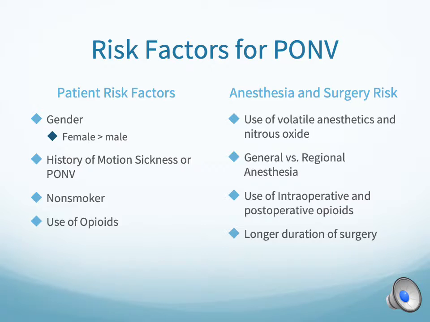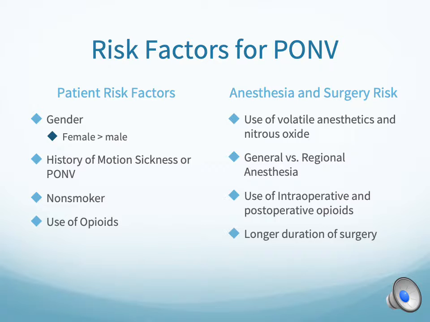Risk factors for PONV can be related to the patient, anesthesia, the type and length of surgery. So some patient risk factors are gender, female greater than male, history of motion sickness or PONV, if the patient is a non-smoker, and use of opioids post-operative or during the case. Women are at higher risk for post-operative nausea and vomiting because of the effects of progesterone and/or estrogen on the chemoreceptor triggering zone or on the vomiting center itself, as evidenced by the fact that PONV varies within the menstrual cycle and is reduced after menopause.